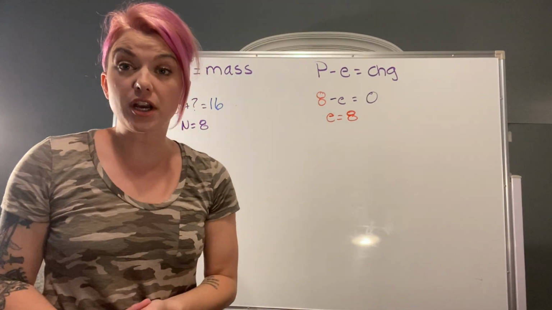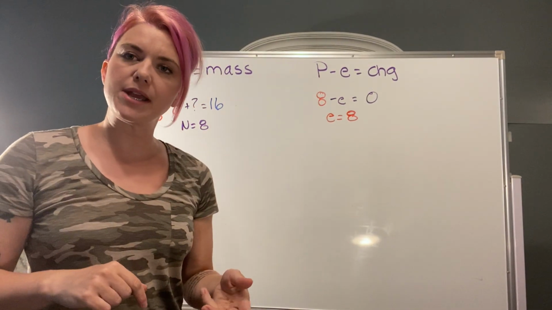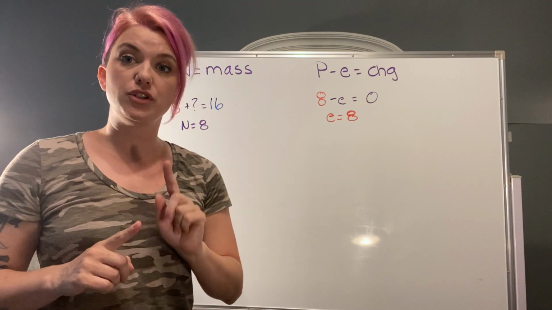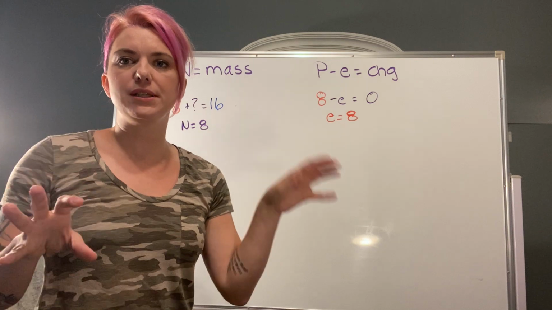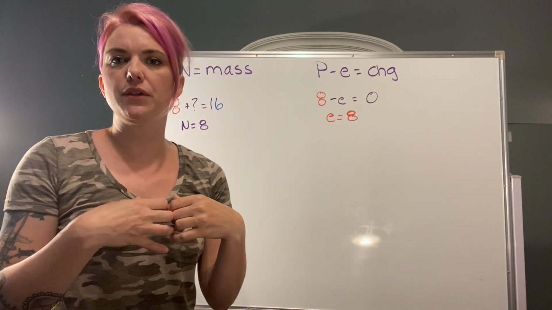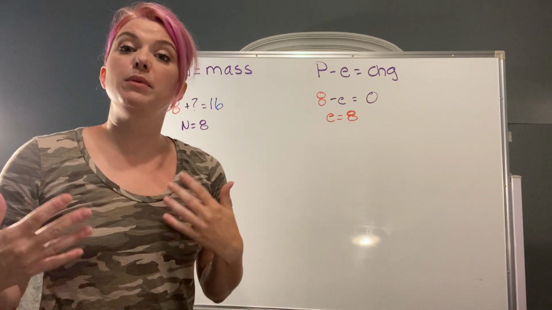All right, guys, so now we're going to talk about covalent bonding. So we talked about ionic bonding, and that's where one or more electrons jump from one molecule to another, and now the positive and negative charges are attracted to each other. So covalent bonds are a little bit different.